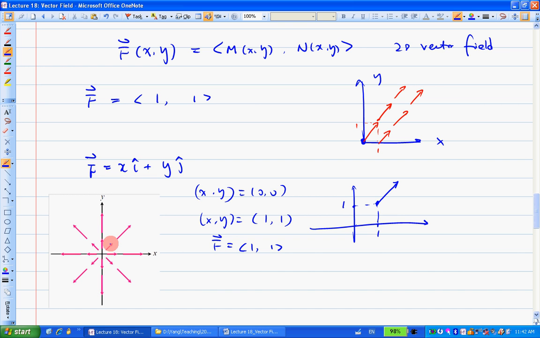So it's like this one here. But if the xy coordinate is 2, 2, that vector basically becomes 2, 2. So the same direction, but the length is twice as much. So what you draw here is this. If this is the 2, 2 point, you draw the vector with the same direction but twice the length as this one. So that's how you draw this vector field.